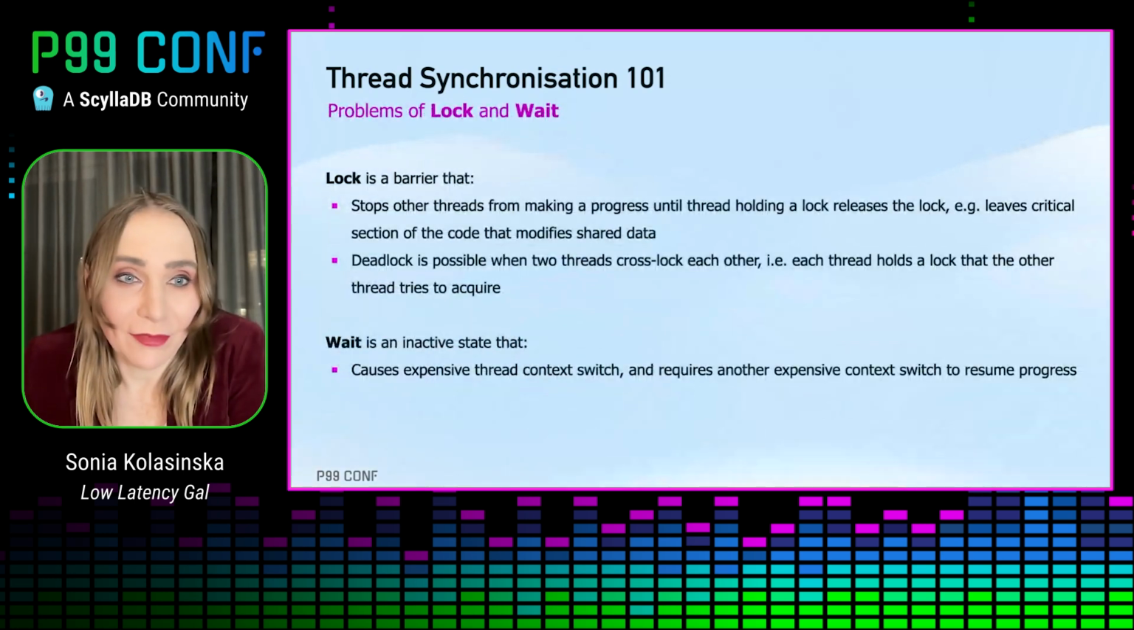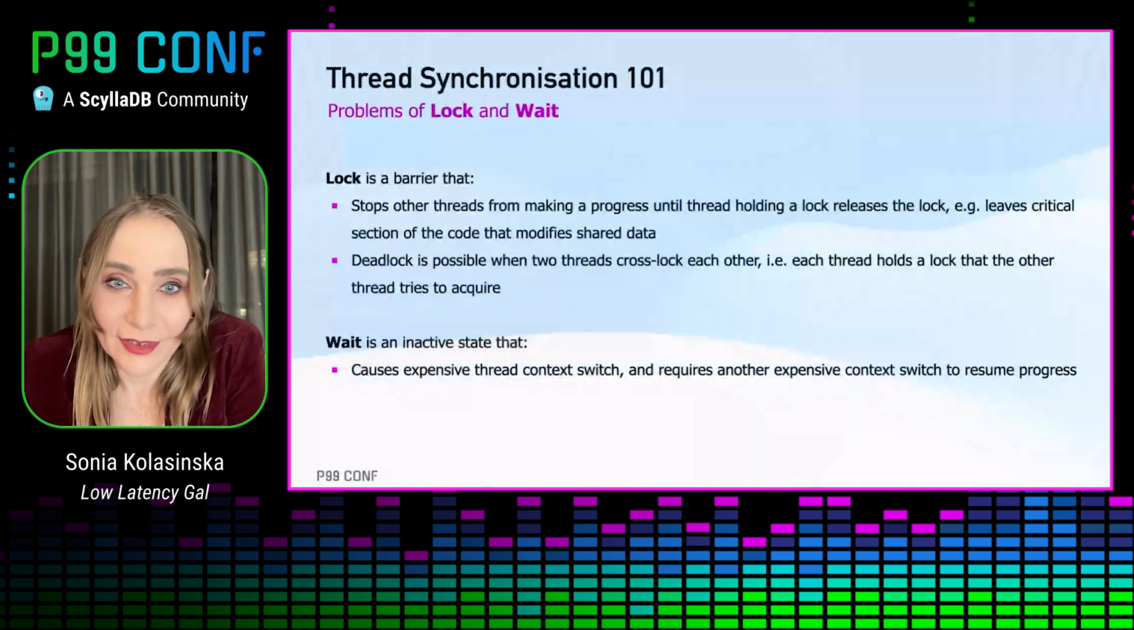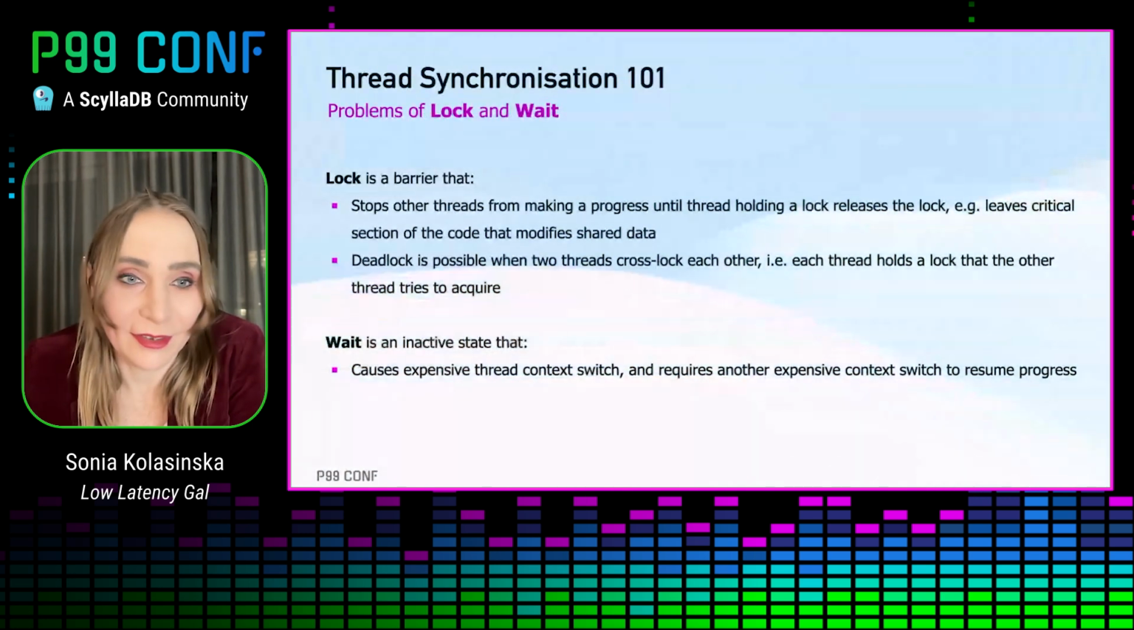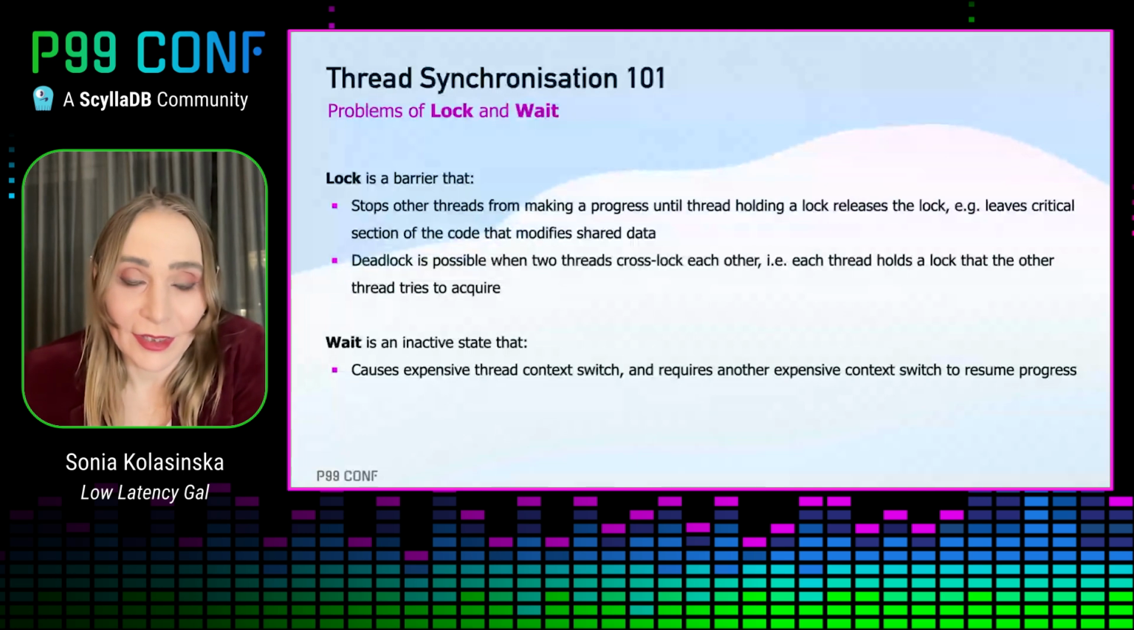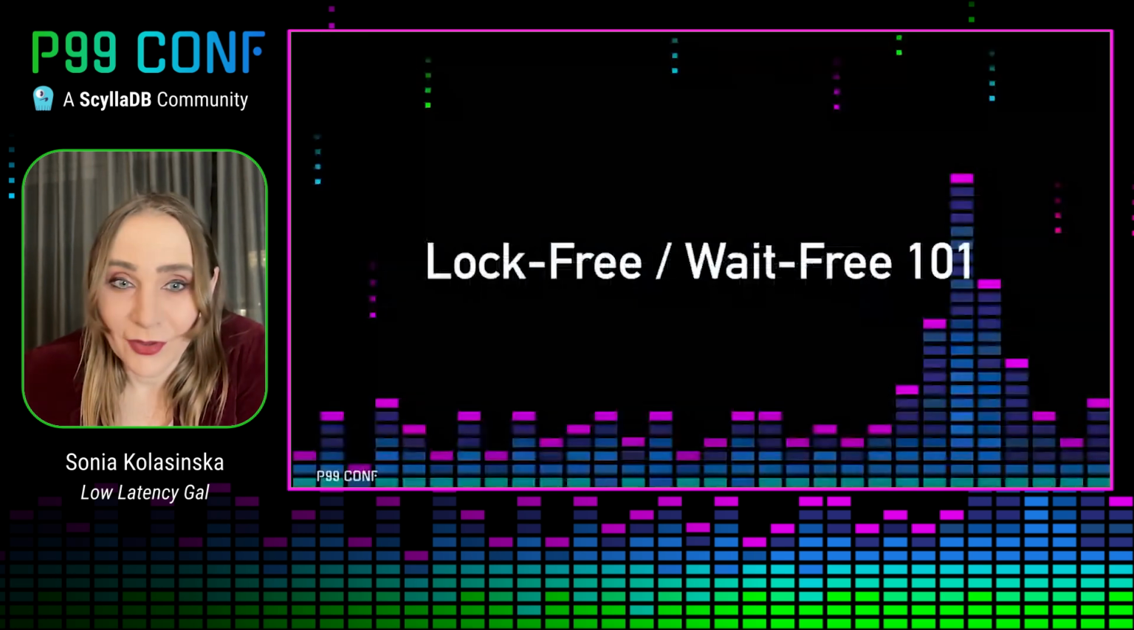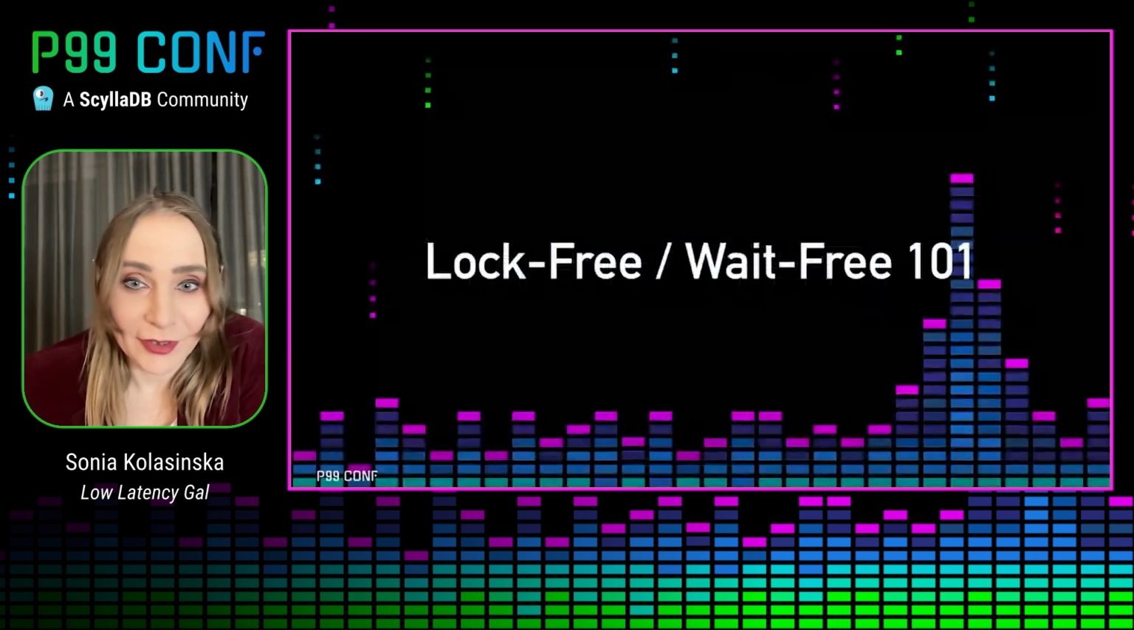The problems of locks and wait. A lock is a barrier that stops other threads from making progress until the thread holding the lock releases it. That's one problem. Deadlock is also possible when two threads cross-lock each other. Wait is an inactive state which causes an expensive thread context switch, right? So they're expensive, they block each other, and so on.